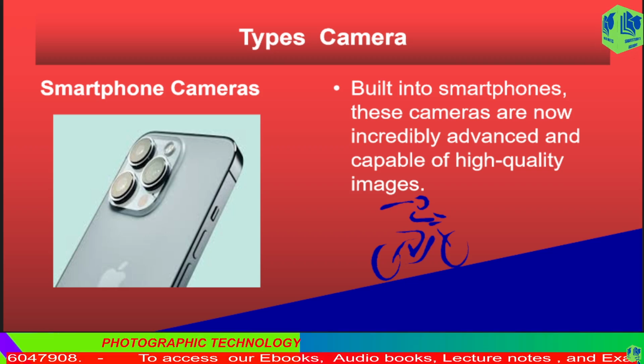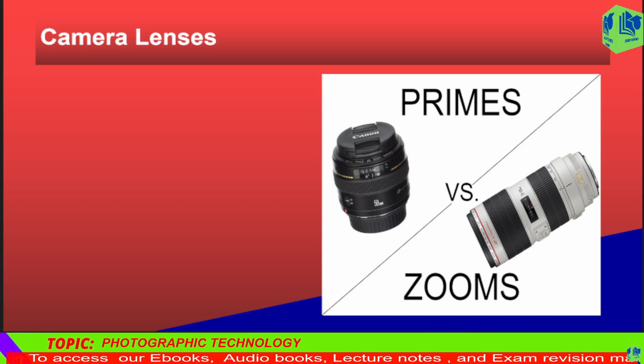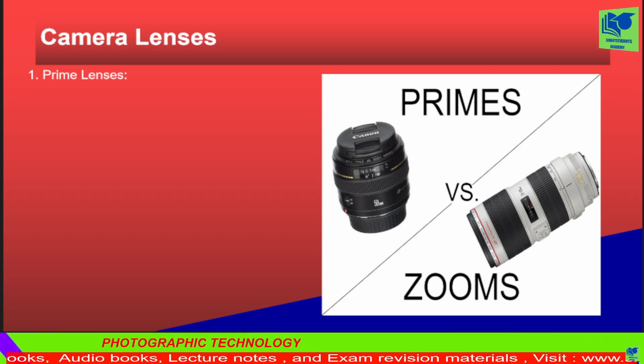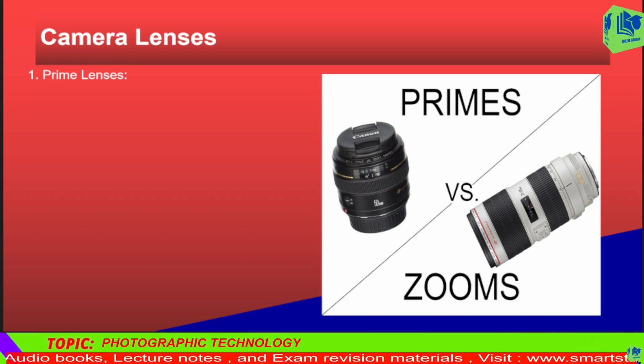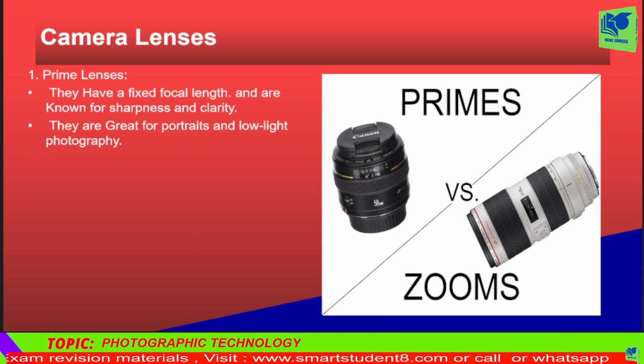Camera lenses. Lenses are critical components of a camera, as they determine how light is captured and directed onto the sensor. Different lenses serve different purposes, and choosing the right lens can dramatically impact the final image. 1. Prime lenses. They have a fixed focal length, and are known for sharpness and clarity. They are great for portraits and low-light photography.